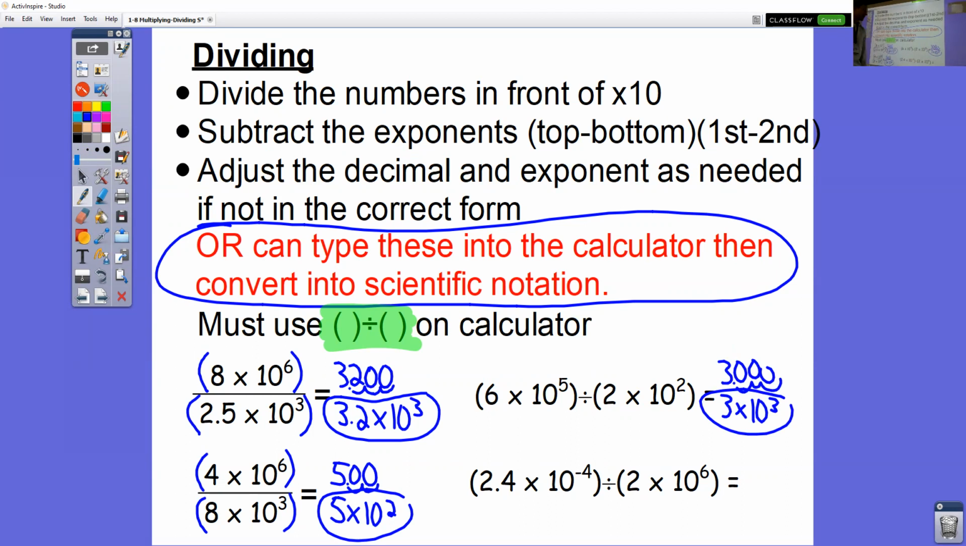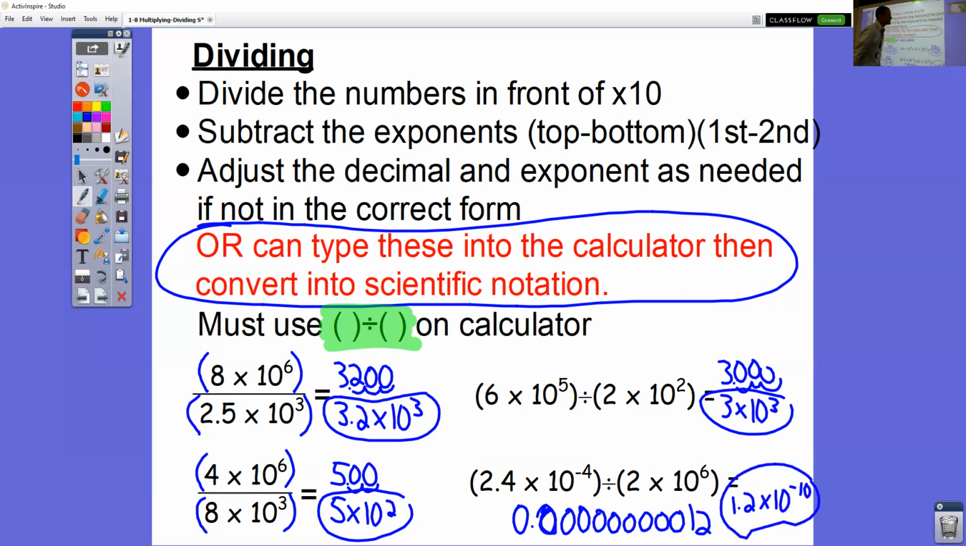If you have negative exponents, you do it the same exact way. For this one, on your calculator, you might get 0 point, and then 9 zeros, and then a 1 and 2. That might not fit on your calculator, all right, but that's what the actual answer is. Your calculator might actually just put it right into scientific notation for you if it doesn't fit on the screen, and that would be 1.2 times 10 to the negative 10th. It's a negative exponent because it starts with 0 point.